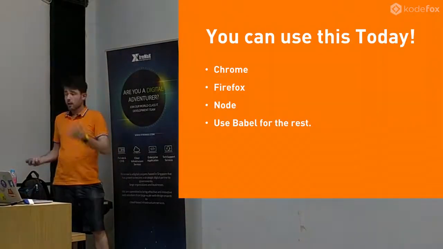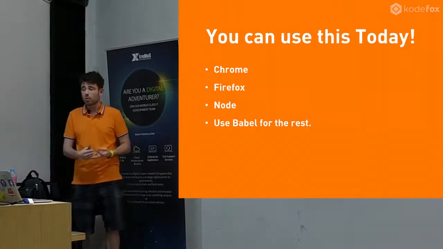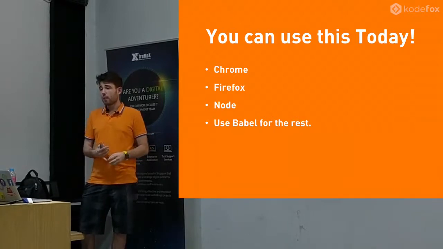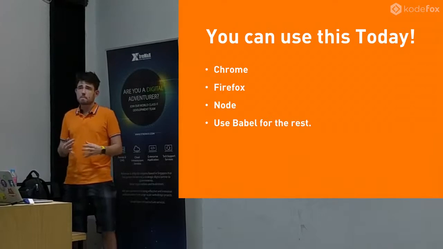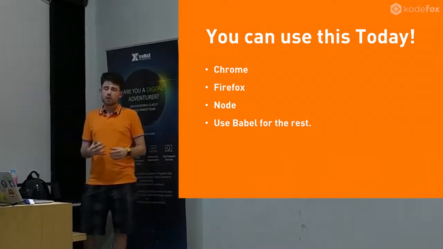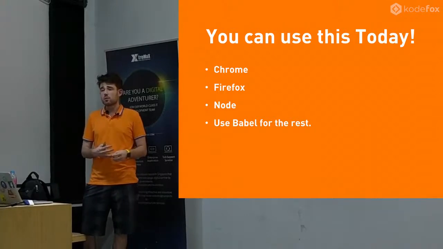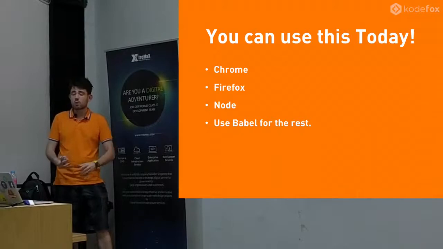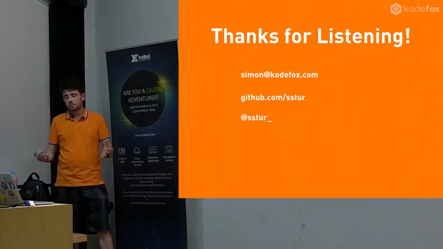So you can use this today. Async await is in Chrome, it's in Firefox, and it's in Node. For any of the other browsers, you should use Babel. But it's actually not that bad to use Babel, because async await is a pretty thin layer on top of just generators and promises. Most browsers support generators anyway, so there's not too much that Babel needs to do to make this work. Thanks for listening.